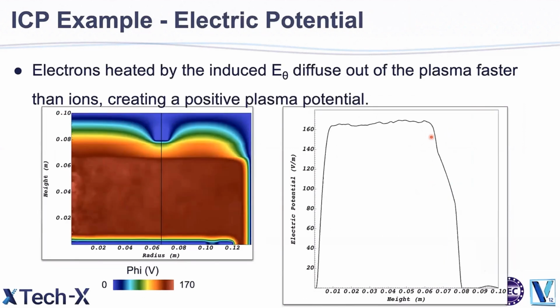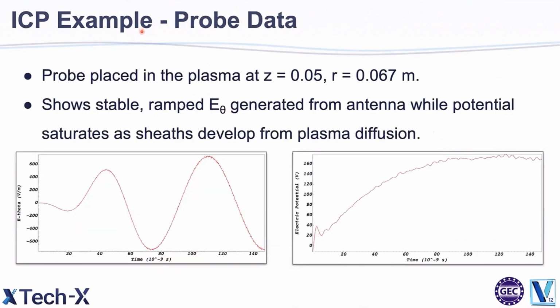If we're looking at the electric potential, a similar slice here, showing the window here. We get a potential in the plasma that's very positive for these initial time steps, and sheaths form between the walls and the plasma. So this is exactly what you'd like to see with just a few time steps. You can also look at the probe data. So we see that E theta oscillates 2 full RF cycles, and it shows a stable ramped E theta, while the electric potential kind of saturates in that time scale.